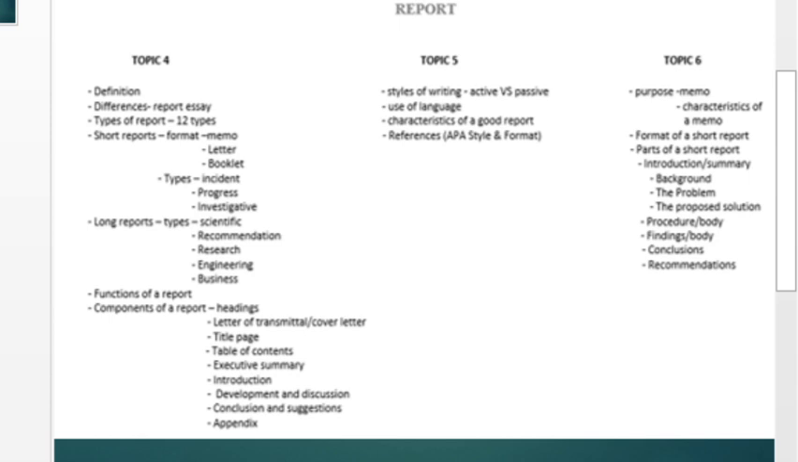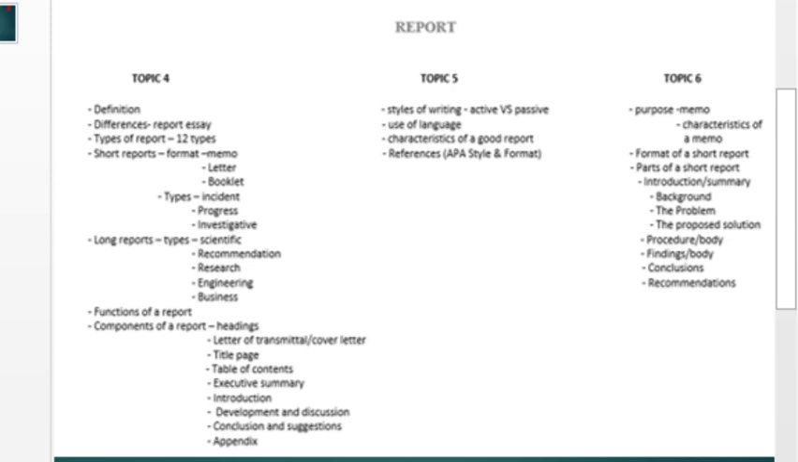Alright, so what you are seeing now is a combination of 3 topics covering one type of writing, which is report. Topics 4, 5, 6 have their own different content, but they are going in one direction, which is writing a report. If you look at topic 4, which is the first topic where you are introduced to a report, it basically gives you an idea of how a report is.